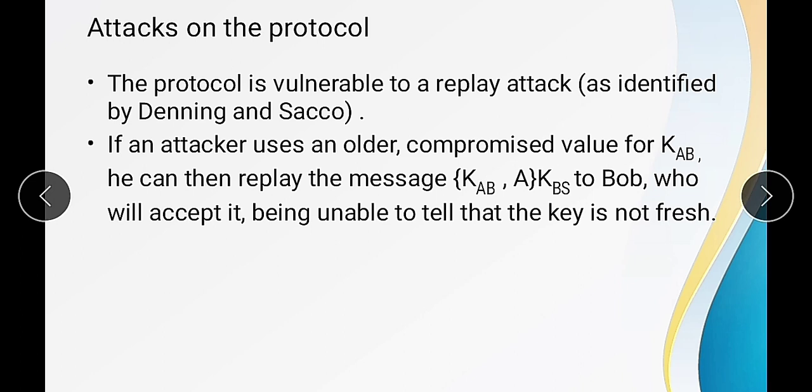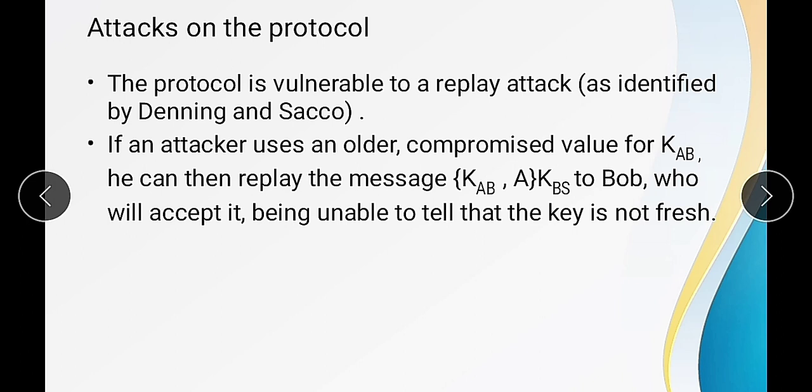Okay, so the statement is, if an attacker uses an older compromised value of KAB, a ticket again, he can then replay the message, that is KAB, A, encrypted with KBS. For this message Bob can reply and accept the request for communication, and the communication between the attacker and Bob can be established. Okay, so this is the idea of the replay attack.